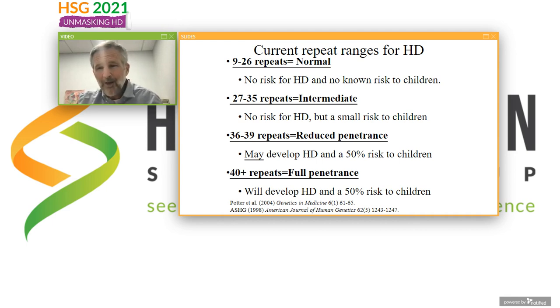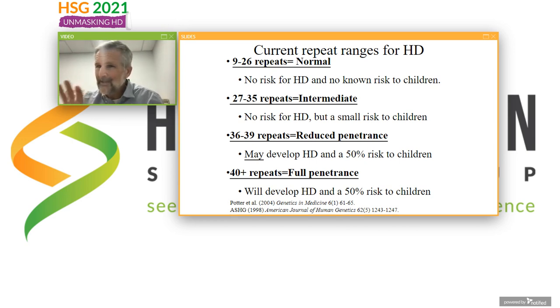Okay, so those are, in a sense, the bookends, the easy ranges, the normal and the full penetrance, because they're the most black and white in terms of what they mean for the patient. Now, those other two ranges are a little bit trickier, and once in a while we see these in testing. 27 to 35: if one of your copies of the gene has a repeat number in the 27 to 35 range, we typically say that there's no risk for Huntington's, but there's a small risk that that number could grow when it's passed. And so there's a small risk for Huntington's disease in the next generation.